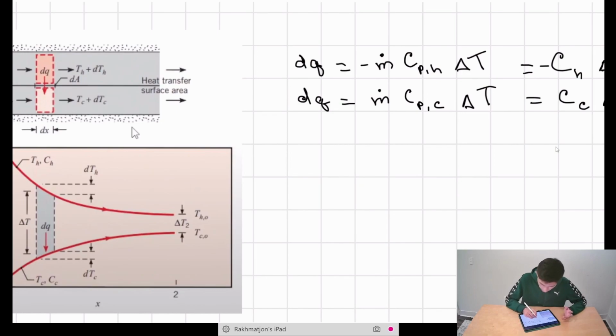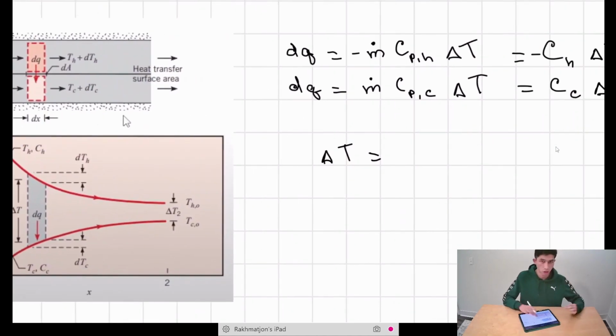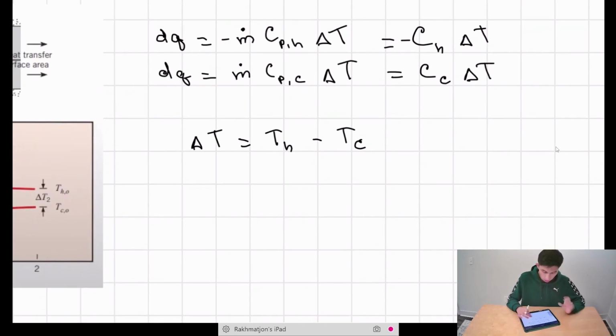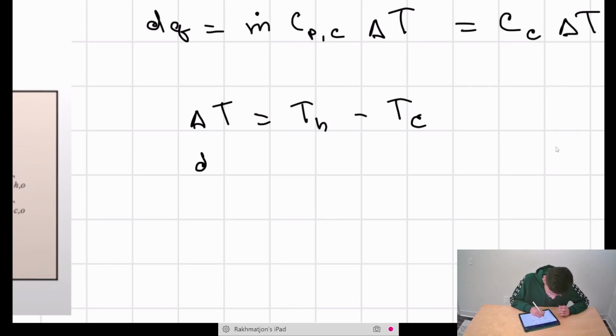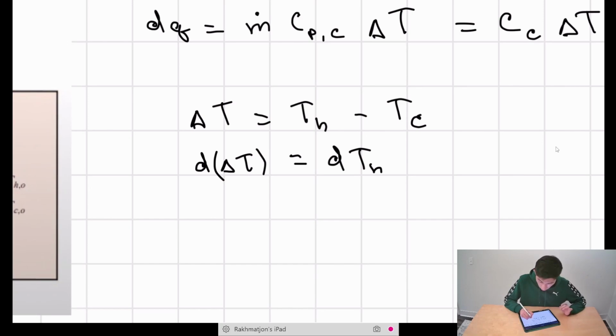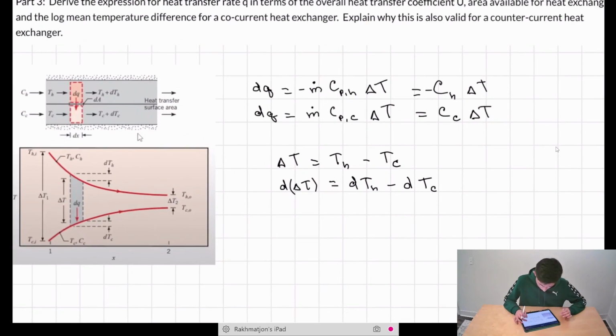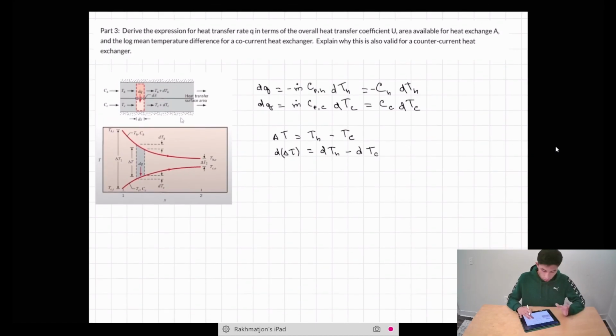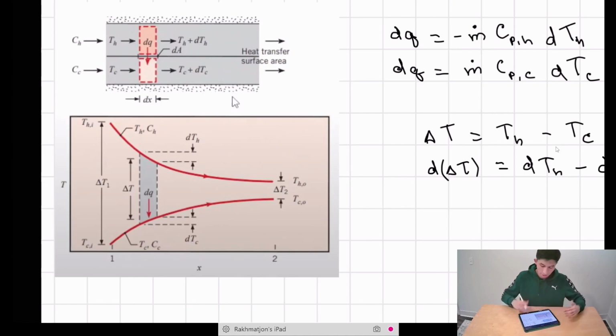And the next thing we can do is talk about the delta T. So the change in temperature is, as we said, the temperature of the hot stream minus the temperature of the cold stream, because the temperature of the cold stream is going to be lower. And if we differentiate this, the differential of delta T is going to be equal to the differential of the temperature of the hot stream minus the differential of the temperature of the cold stream, right? Okay, here I made a slight mistake. For this point, we're talking not about the delta, but the differential dT, the differentials of T hot and T cold, because we're talking about the heat change over the differential area, right?